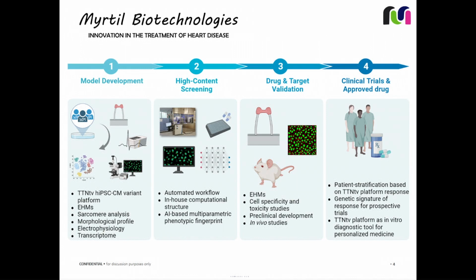The second stage, which is very interesting and is most of the talk today, is the high content screen, where we have a fully automated room. We have our own in-house software to do the analysis, which is based on AI in order to give a multi-parameter phenotypic fingerprint of our compounds, all the libraries that we're doing. And the next step after that, as soon as we have identified hits, is of course the drug and target validation, where mainly, this depends how it goes.